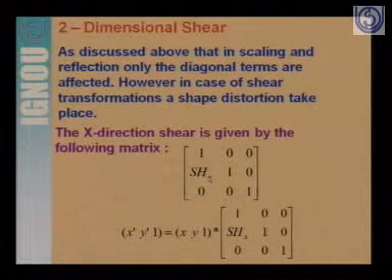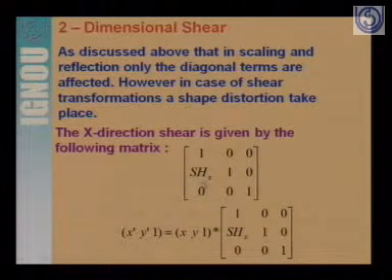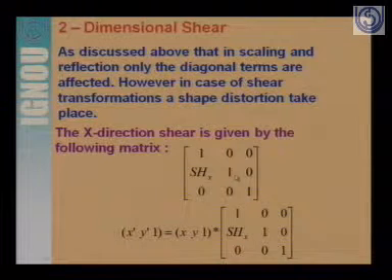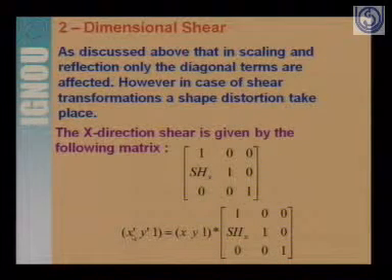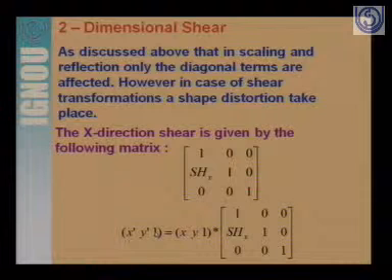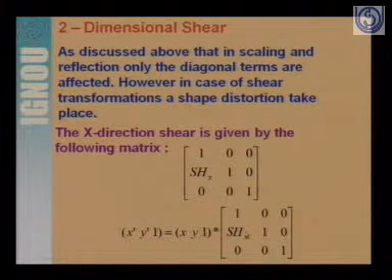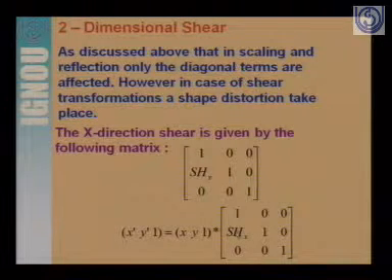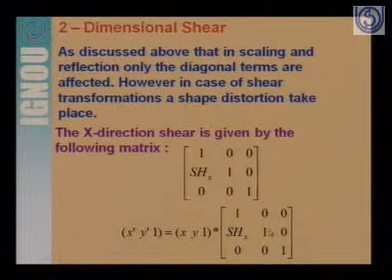[1 0 0; SHX 1 0; 0 0 1]. So here we have taken the 3 by 3 matrix, and the shear in x direction is given as SHX. And the final coordinate x dashed, y dashed, 1 is equal to the original coordinate multiplied by the transformation matrix, that is [1 0 0; SHX 1 0; 0 0 1].